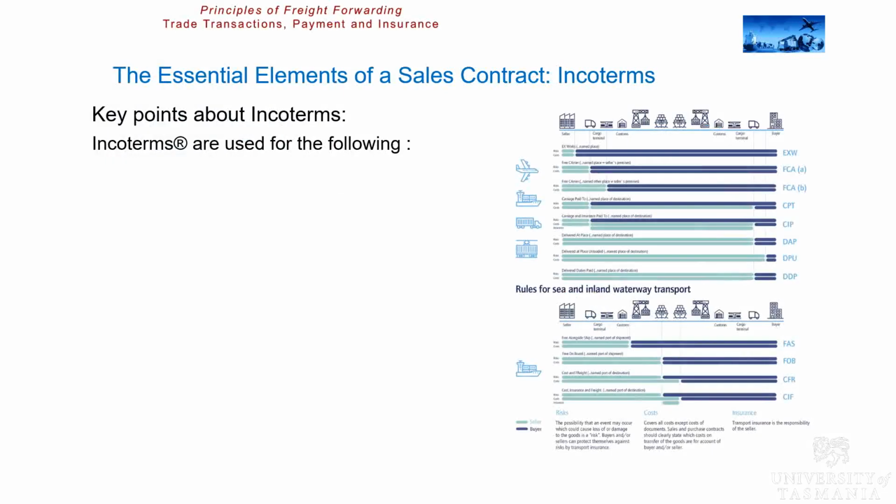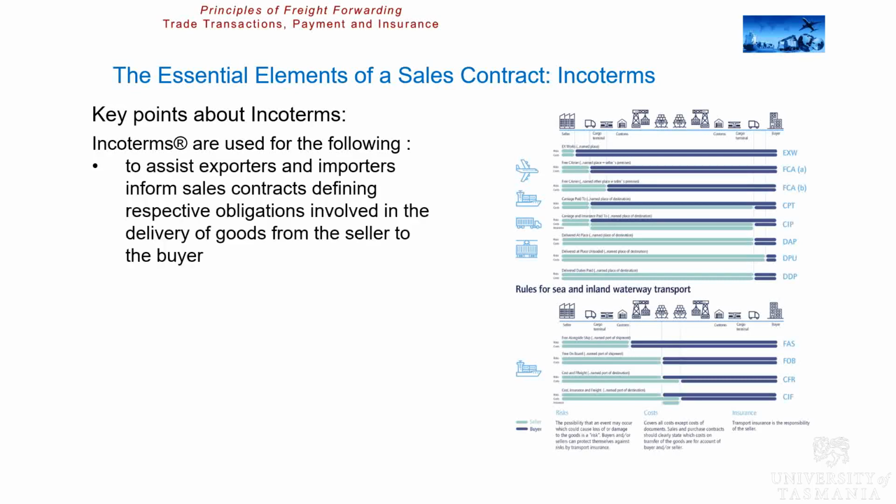So a couple of key points about Incoterms. Primarily, Incoterms are used to assist exporters and importers to inform their sales contracts. So when they're undertaking that negotiation, they help them make decisions around a whole range of issues and their obligations in relation to the delivery of the goods from the seller to the buyer. And they focus on three key areas: costs, risks and insurance.